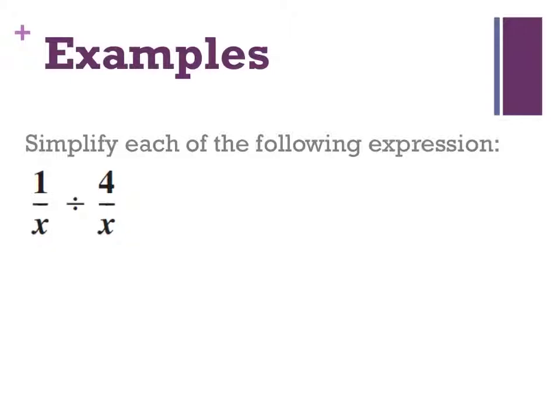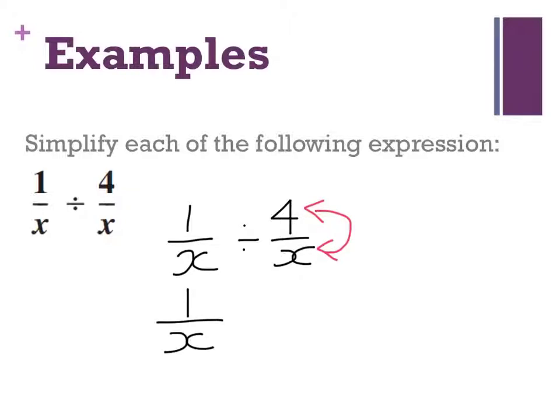Okay, it says 1 over x divided by 4 on x. Remember, whenever I have division, we need to flip our second fraction around, or do the reciprocal. So when I have 1 on x divided by 4 on x, we flip these around. And because we're flipping it around, we also follow it through with the opposite operation. So it becomes 1 on x multiplied by x on 4.